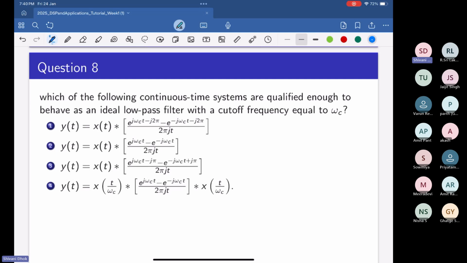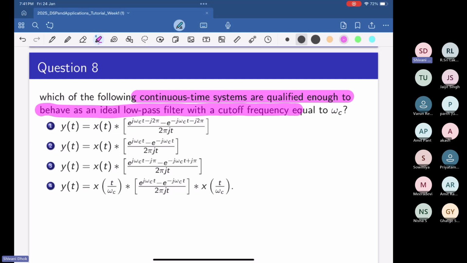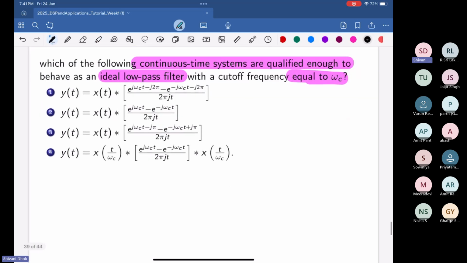Okay, so what does question 8 say? Which of the following continuous time systems are qualified enough to behave as an ideal low pass filter with a cutoff frequency equal to omega c? So we want an ideal low pass filter. So how does this ideal low pass filter look? What does low pass filter mean? It means that it passes all the lower frequencies and attenuates all the higher frequencies.